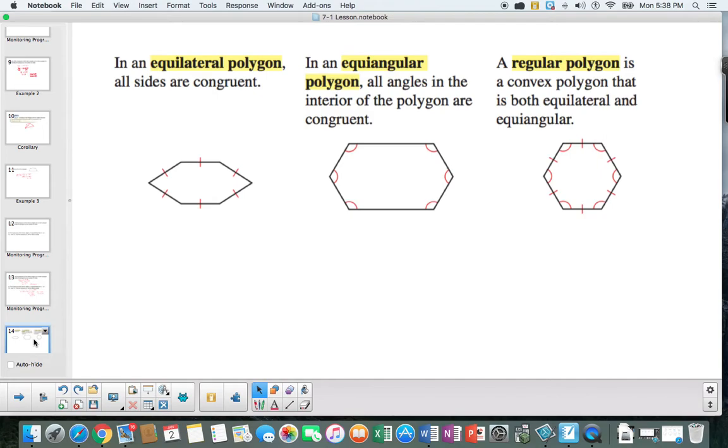Equilateral polygons means all sides are congruent. Equiangular polygon means all the angles are congruent. And now I'm going to introduce a very special word, and that's called regular. A regular polygon means both equilateral and equiangular. It has a very pleasing shape like this.